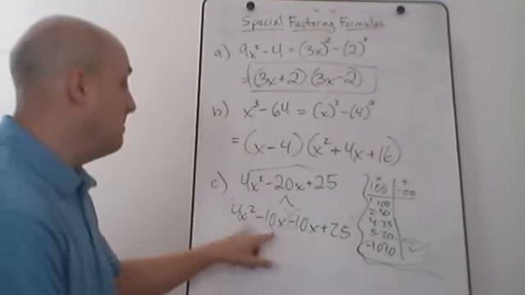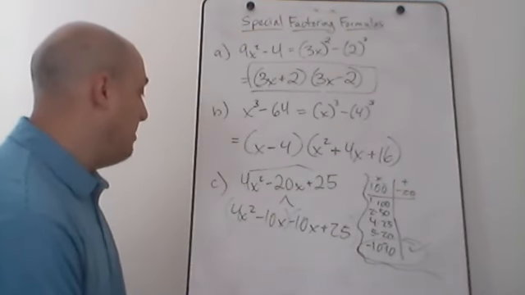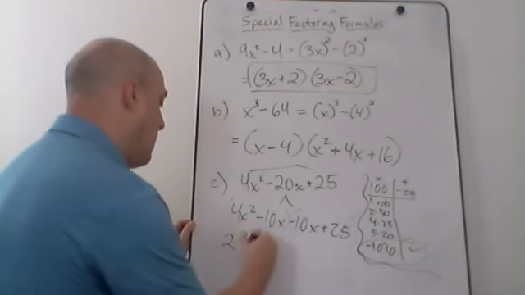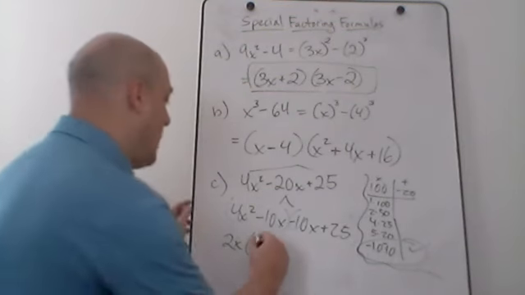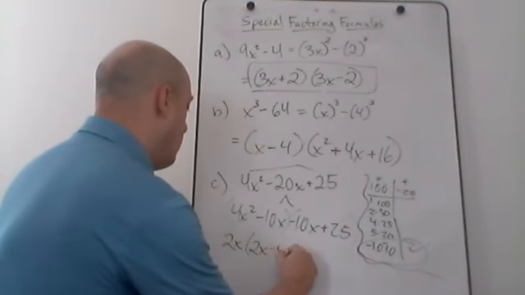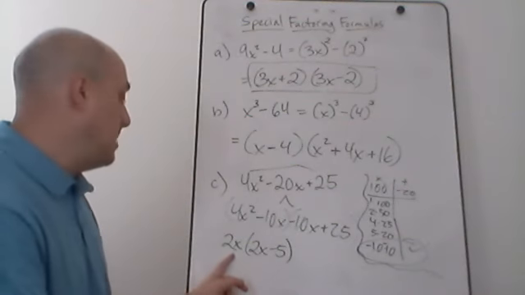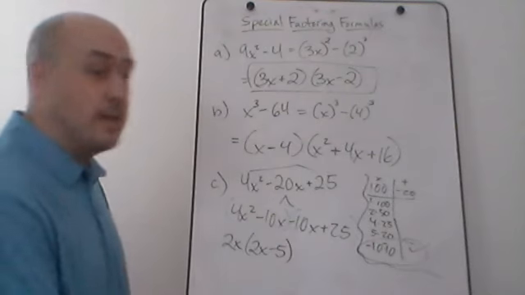My first group, 4x squared minus 10x, those two have a common factor. The 4 and the 10 share a factor of 2, and the x squared and the x share a factor of x. So if I pull out a 2x, that'll leave me with a 2x minus 5. And remember, you can always distribute to double check that. 2x times 2x is 4x squared. 2x times minus 5 is minus 10x.